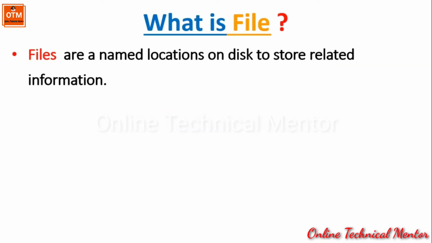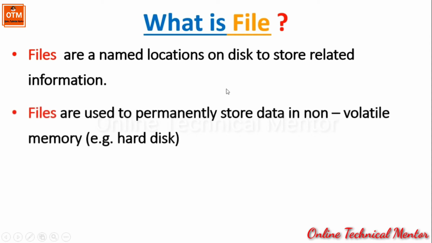So what is a file? Files are named locations on disks to store related information. That means data is stored in our permanent storage with some name, and it resides within some location. That means within C drive, D drive or E drive, or it may be located within some folder also. So that's why I have written like this: files are named locations on disk to store related information.